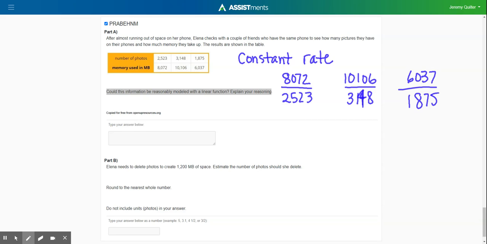About 3.2, just slightly different. The previous one that we saw was 3.2 or 3.199, whatever it was. It was really close to that. And then finally the last one, 6,037 divided by 1,875 is again about 3 2/10. So looking at the reasonableness of those values, we do see something that's approximately a constant rate.